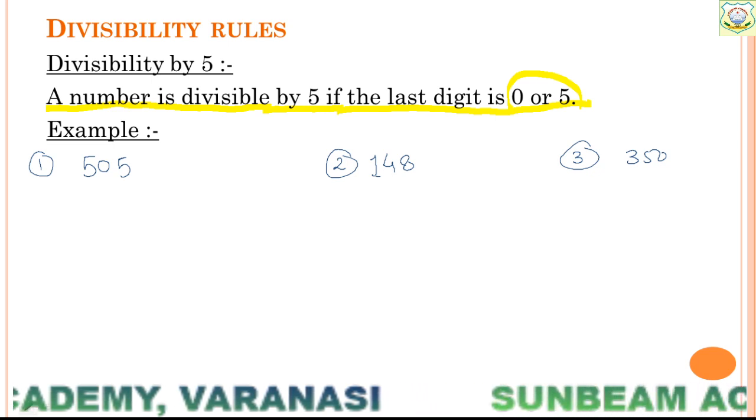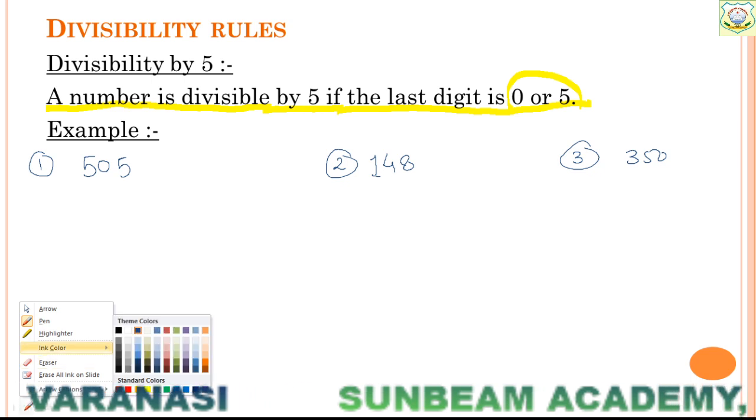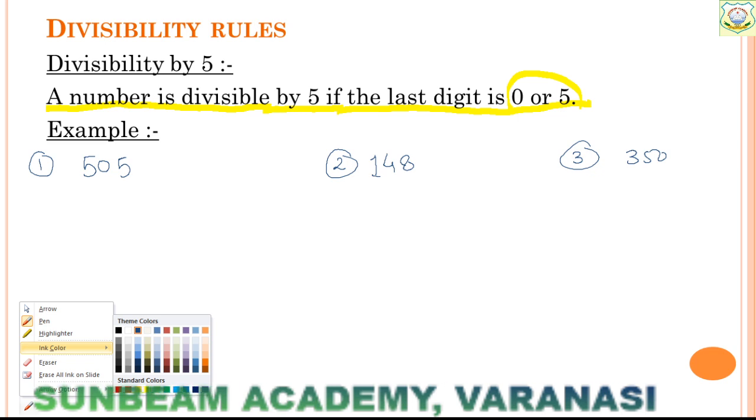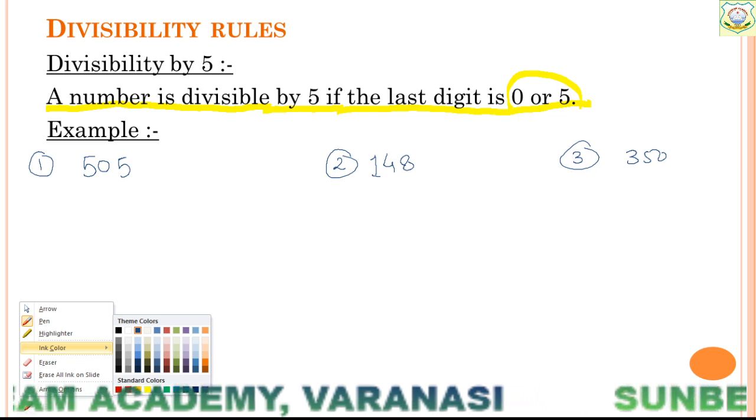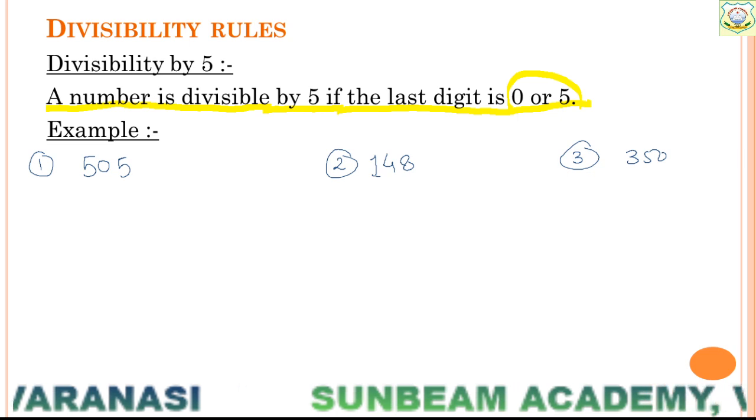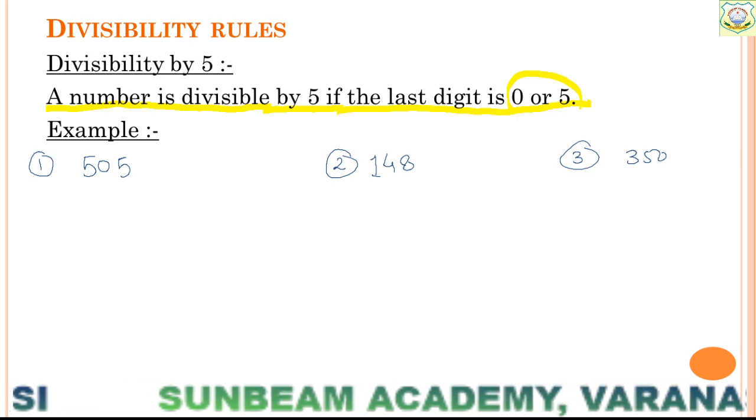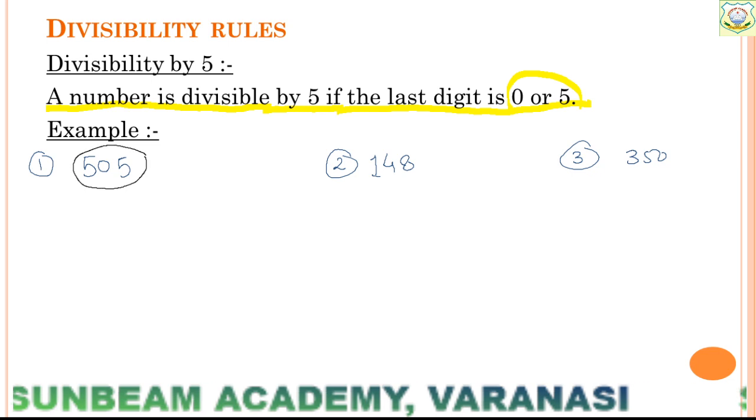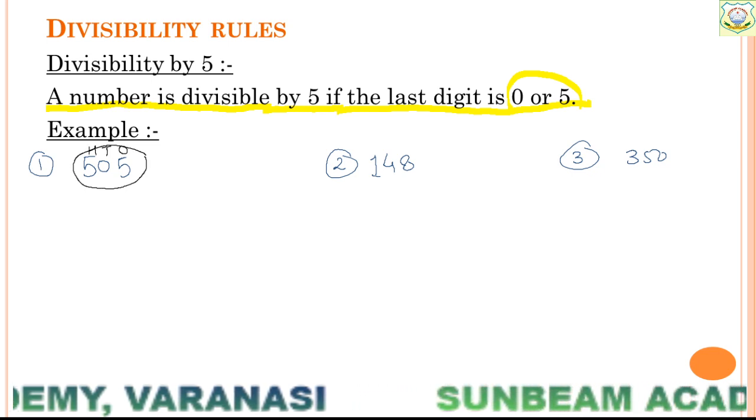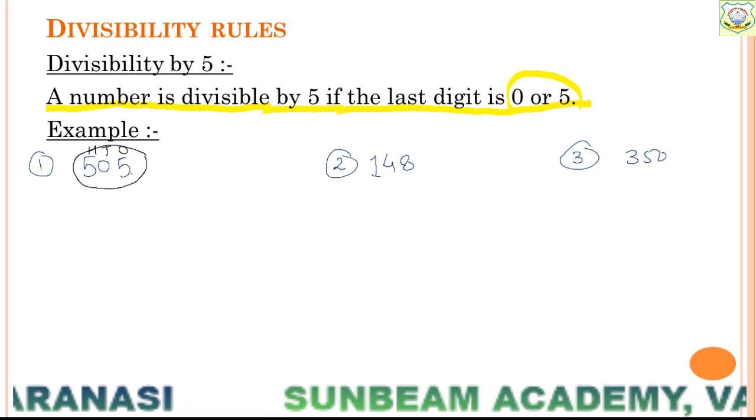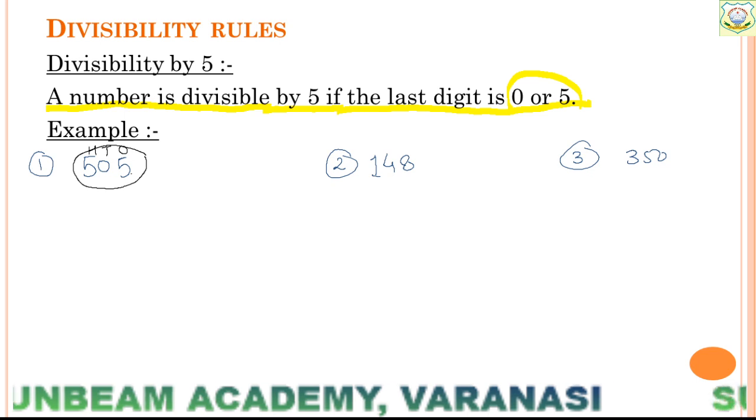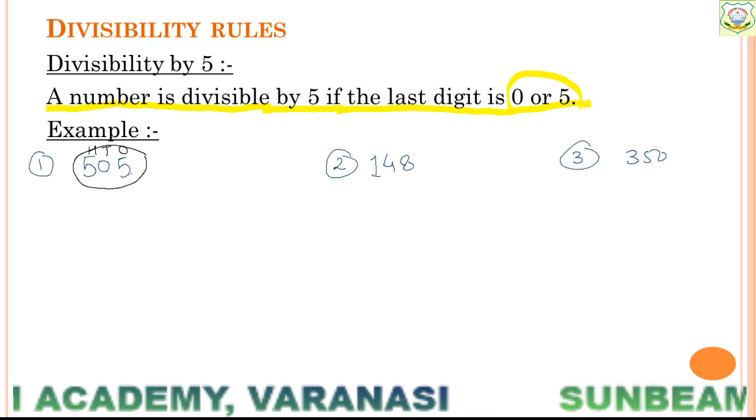First of all, we will solve it. How to solve? A number is divisible by 5 if the last digit is 0 or 5. So now, this is a number. Now check the ones place. Ones, tens, 100. Ones place is 5. So now tell me, is it divisible by 5 or not? Yes, it is divisible.